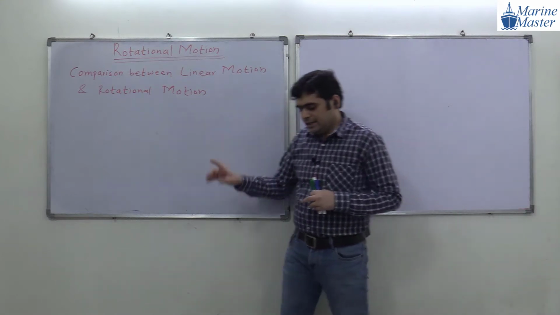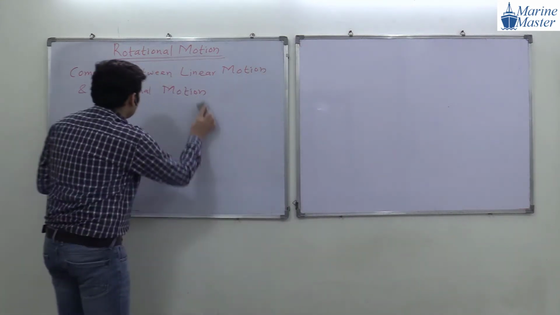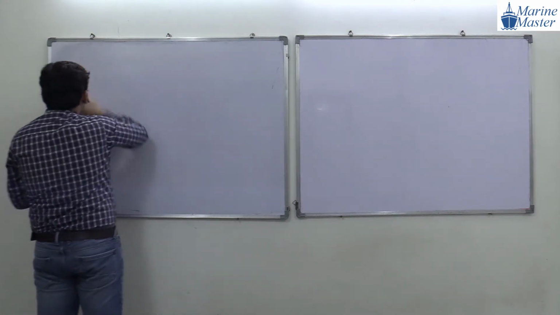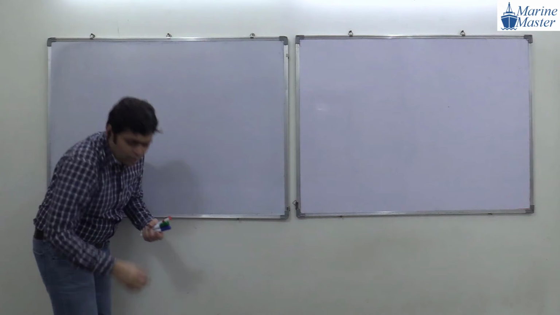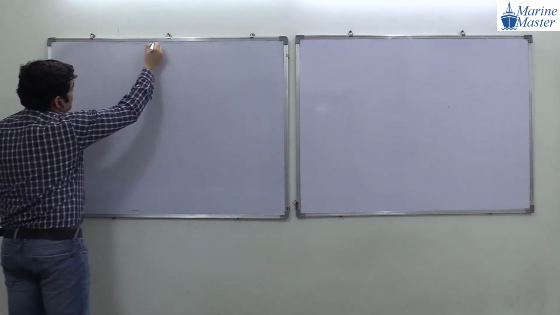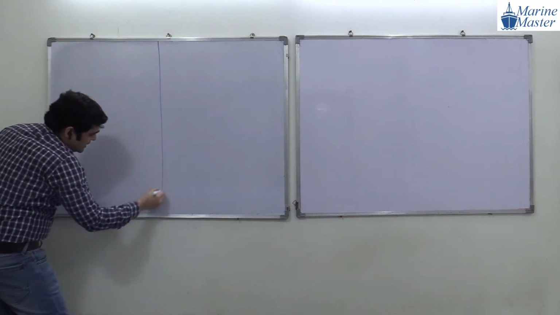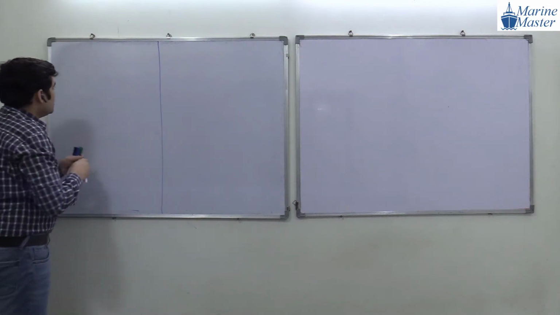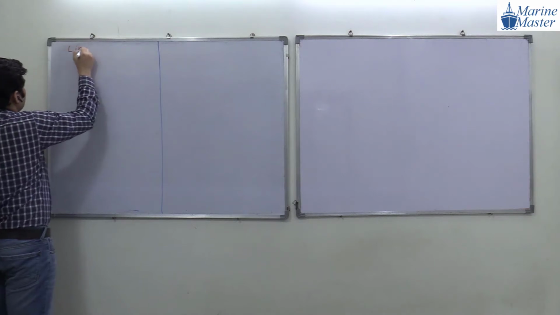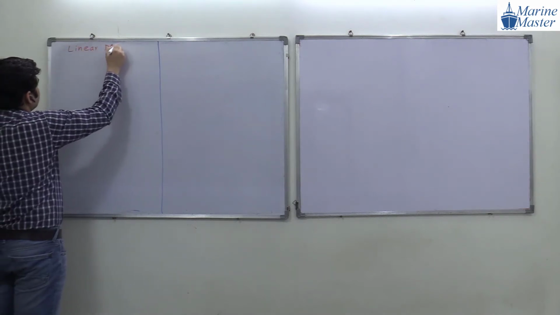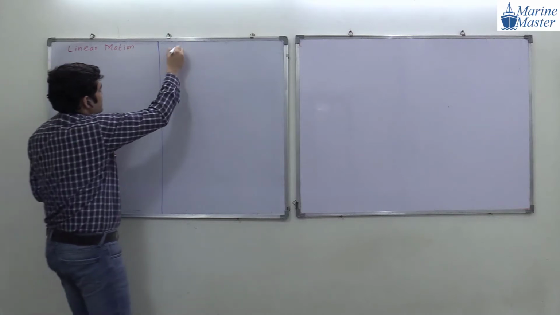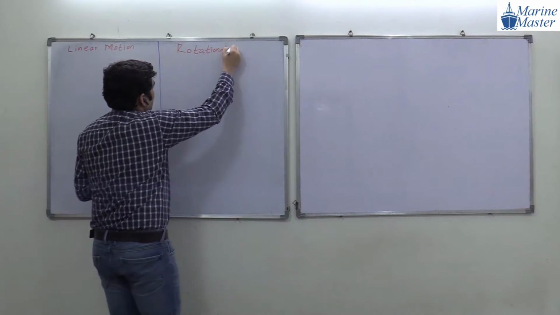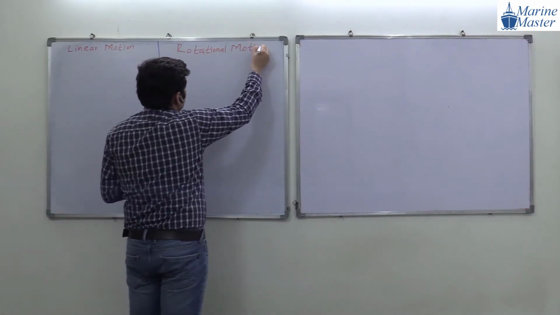Everyone give the heading. Now the next point: we are going to study the comparison between linear motion and rotational motion. So now we are going to form a table. On one side linear motion, and on the other side rotational motion.